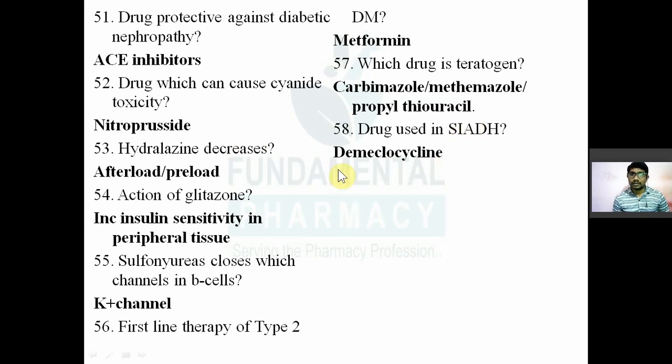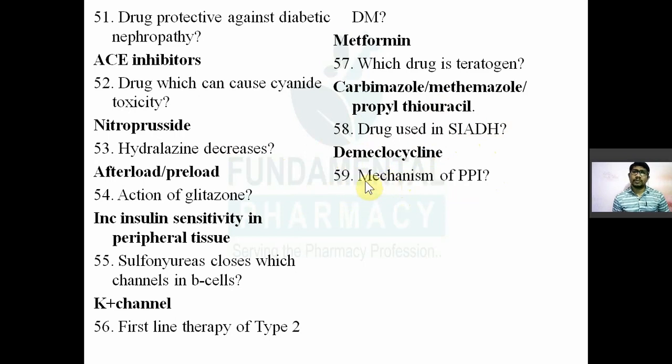There are two drugs. First one is demeclocycline and second one is lithium. Both of these drugs cause nephropathy. They act on the proximal convoluted tubule and they prevent the reabsorption of sodium and water. Okay, they are used in the syndrome of inappropriate antidiuretic hormone. Demeclocycline is mostly used. Lithium has certain adverse effects.